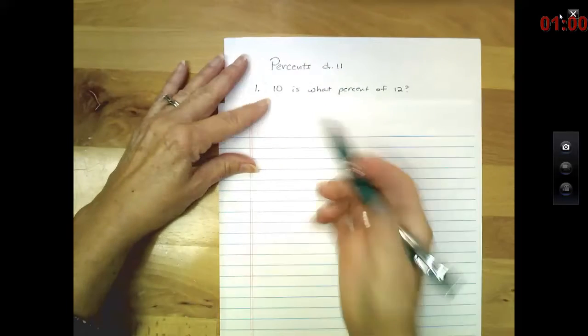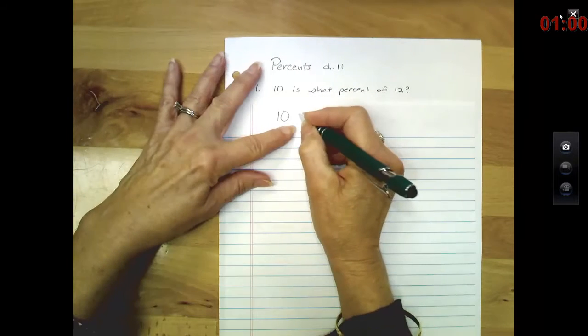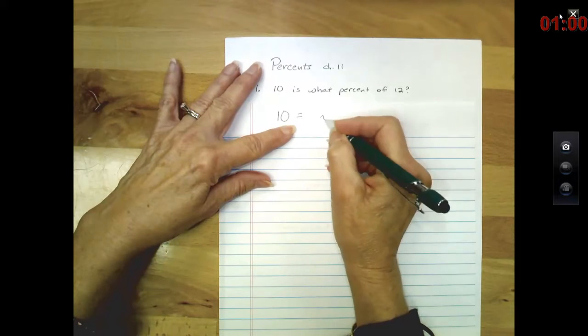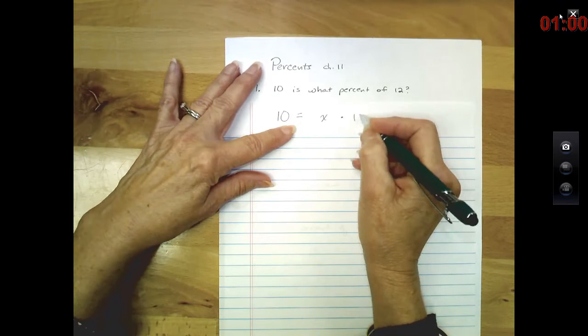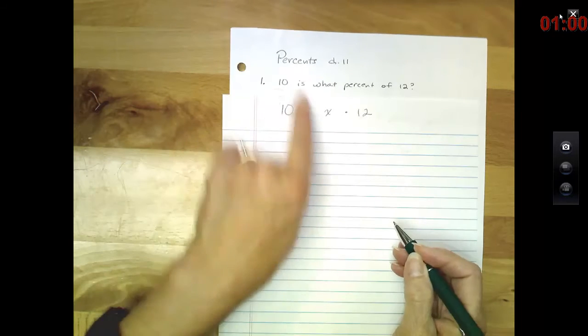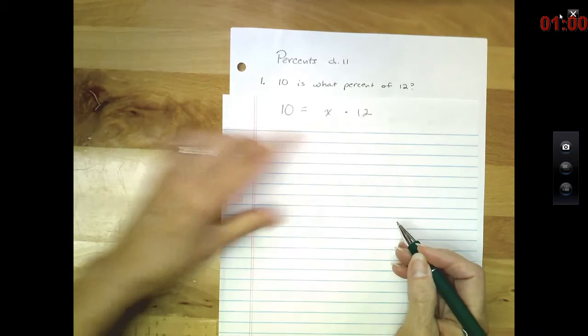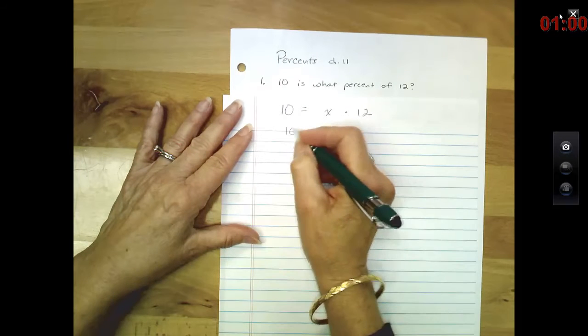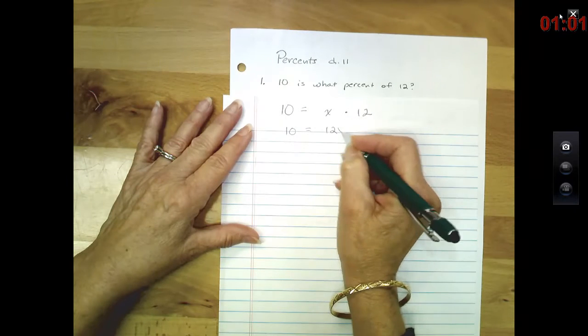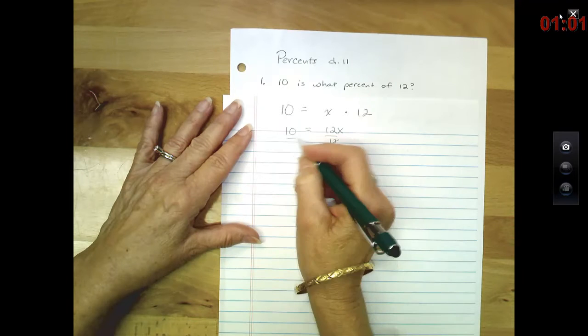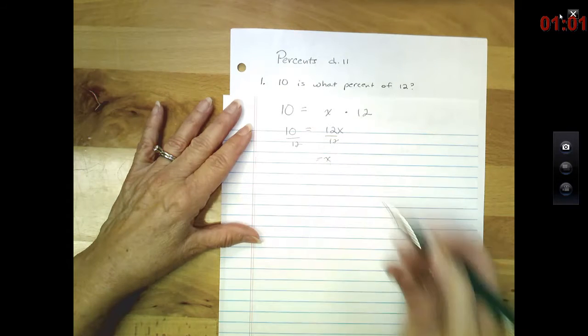10 equals what percent of 12, so 10 equals x times 12. These you just change into what they stand for. So this is 10 equals 12x. Divide through by 12, and that's how you get your answer on that one.